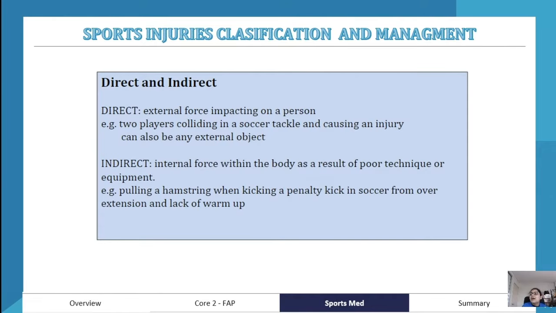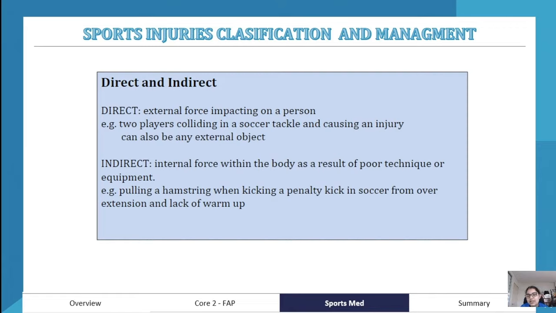Firstly, we have indirect and direct injury. Injury is classified as direct if there is an external force impacting on a person. So for example, if we have two players colliding in a soccer tackle, and that causes an injury, a direct injury can also be caused by any external object. So for example, if you are hit by a ball, that is a direct injury. So it's coming from an external force.